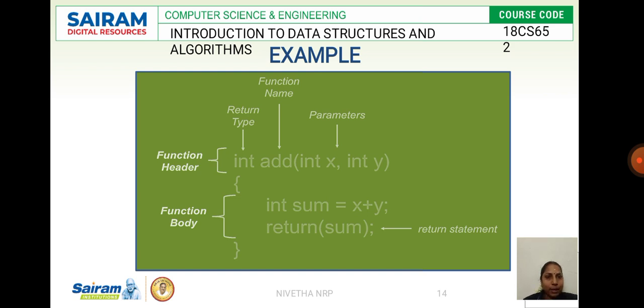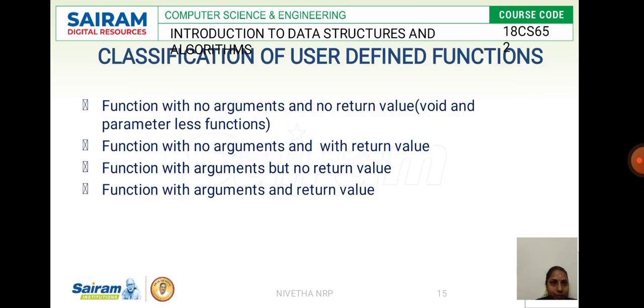Okay, here return type is integer, function name is add, and parameters we use are x and y, and in the function body you are going to call a function add. Okay, and when you call that function, it goes to the function call sum, and here you're going to add the values of x and y, and you're going to store that in the sum. So when you return sum, that sum value will be returned to the main function.